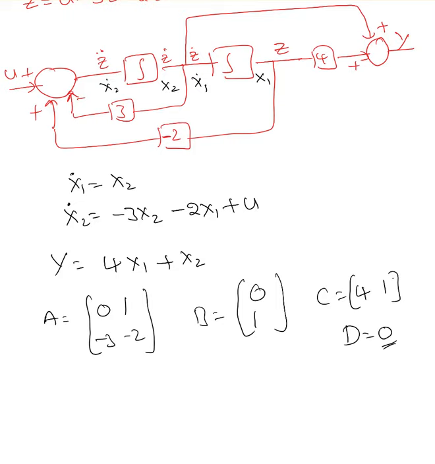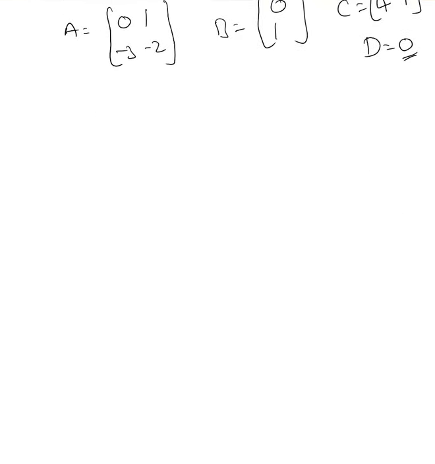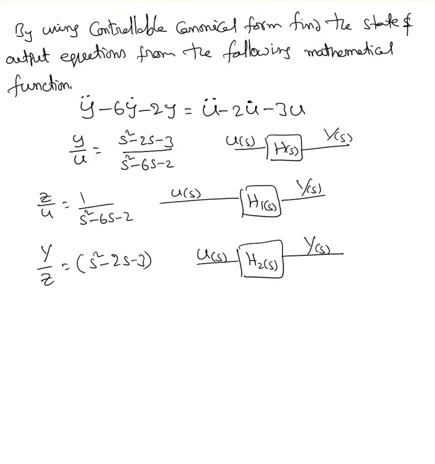Let me solve one more example and then I'll stop this video. So here is the next example. Find, by using controllable canonical form, the state equation and output equation from the following mathematical function. If you look at this, the number of poles and number of zeros are equal in this given transfer function, which represents a system. As usual, the zeros are the numerator of the system. So there are two zeros.